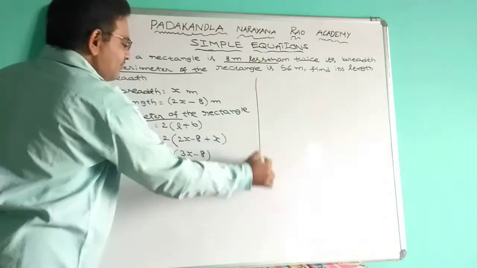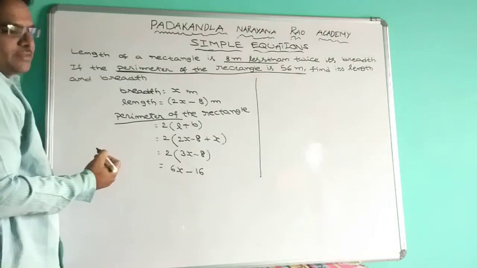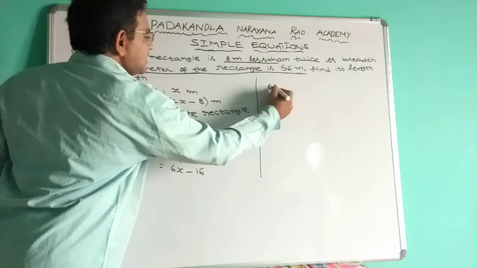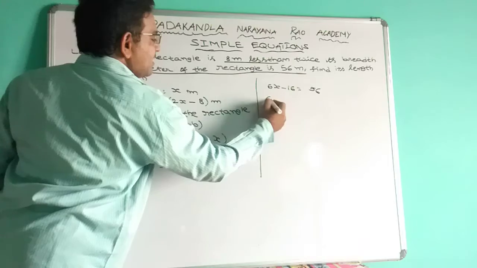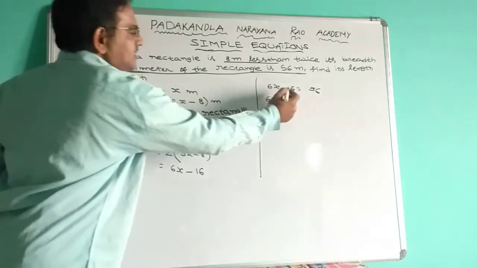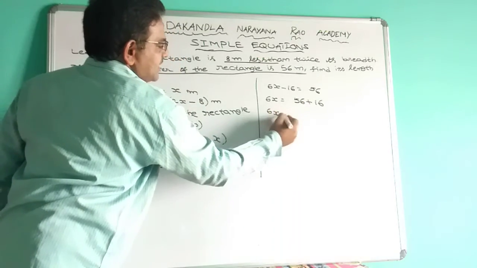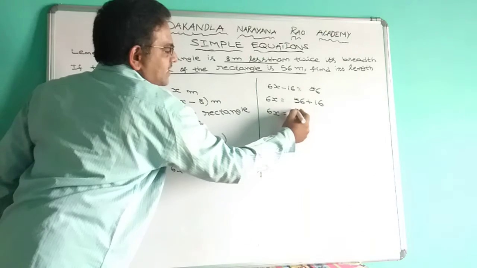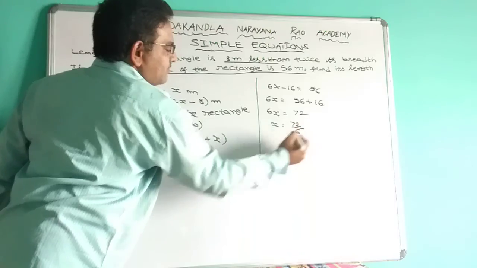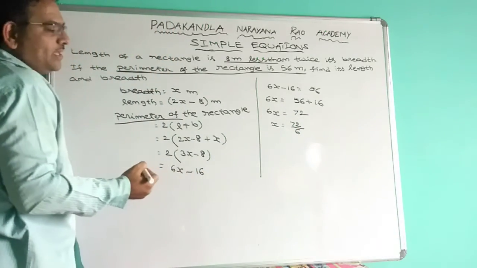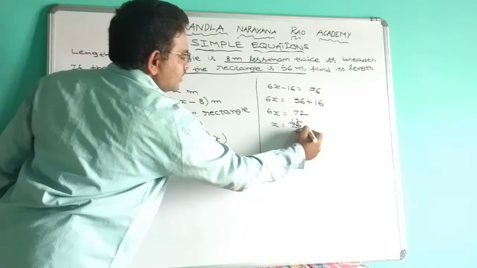But actually, according to the data, the perimeter of the rectangle is 56 meters. That means 6x minus 16 equals 56. Then 6x equals 56 plus 16, the 16 goes to the other side. 6x equals how much? 56 plus 16, 72. Then x equals 72 by 6. How much is 72 by 6? 6 2s are 12.